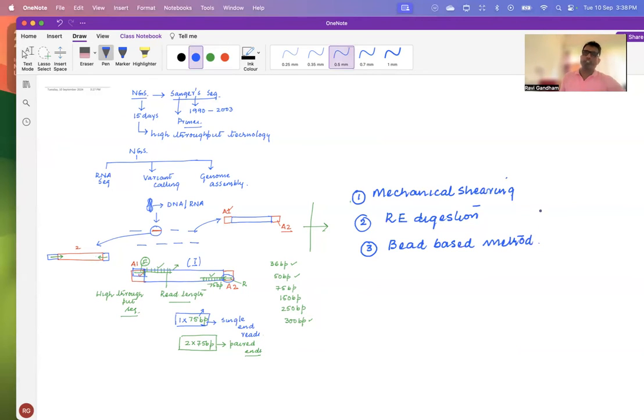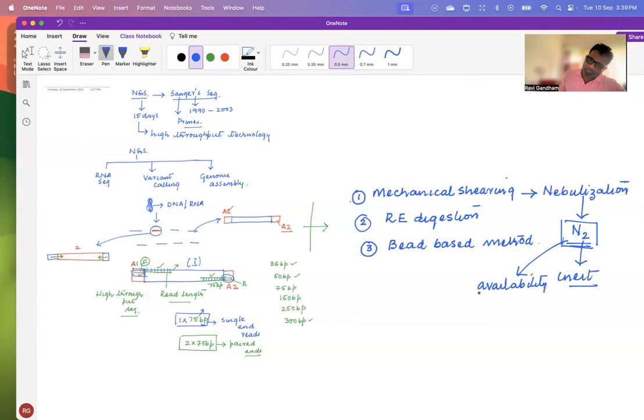Now, under mechanical shearing, you understand that there should be some pressure applied onto the DNA strands to be sheared into small pieces. The most common procedure is nebulization. And the gas used for nebulization is nitrogen. Why only nitrogen? This is because nitrogen is an inert gas. Yes, partially inert. You can ask me why noble gases cannot be used here. Yes, two reasons. One, nitrogen is widely available. It depends on the availability. And as well, it is quite cheap.